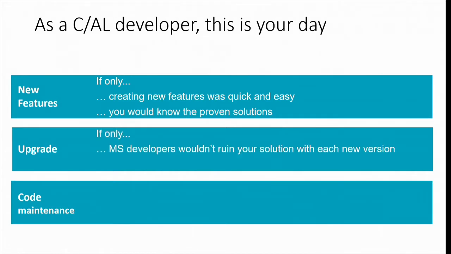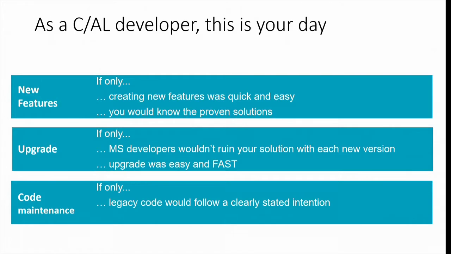What if, working on upgrade, Microsoft developers wouldn't ruin your solution each time we ship a new cumulative update every month, so your upgrade was actually easy and fast? What if, in code maintenance, you could look at the legacy code and understand its intention from the first moment, without having to do reverse engineering and detective work to figure out what's there, which would make maintenance quite fast and painless? So this is all a nice dream slide.